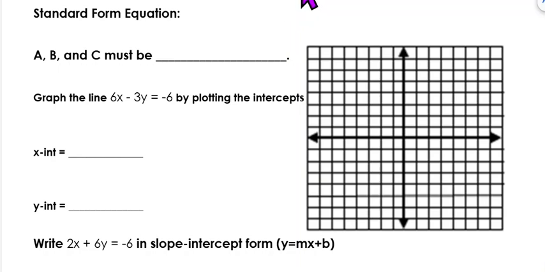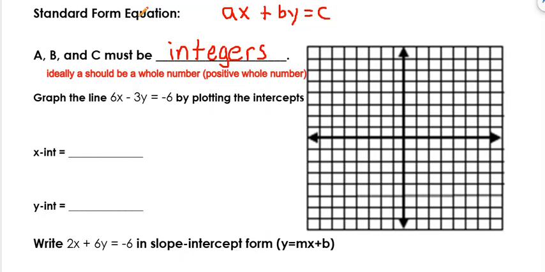Hello and welcome to math, where today we're going to learn about standard form for linear equations and horizontal and vertical lines. Okay, so standard form is ax plus by equals c. So x and y mean our x and y values. A and b are both coefficients of x and y, and c is a constant that's by itself.